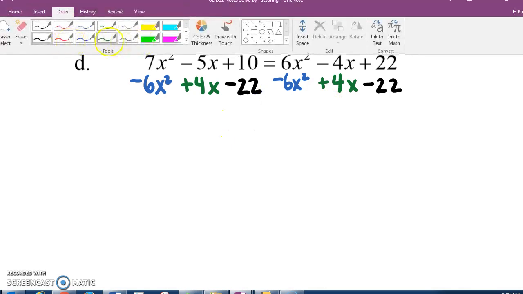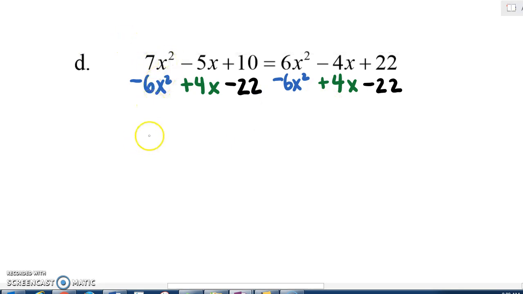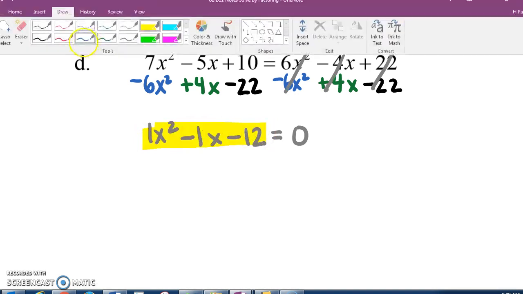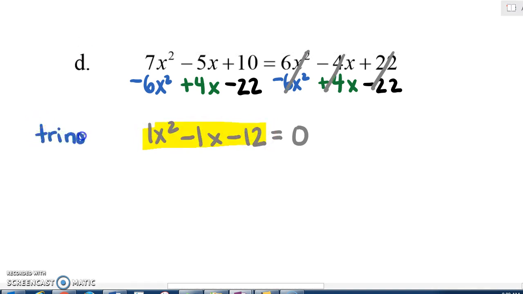Now, 7x squared minus 6x squared is 1x squared. Negative 5x plus 4x is negative 1x. And 10 minus 22 is negative 12 equals, and then the right side cancels all out to a 0. And once we have it as you see it written here, what you should notice is that the left side of the equation is called a trinomial because there are 3 terms and we need to factor. The question becomes, what adds to negative 1 and multiplies to negative 12? So we've got to find 2 numbers that meet that criteria.